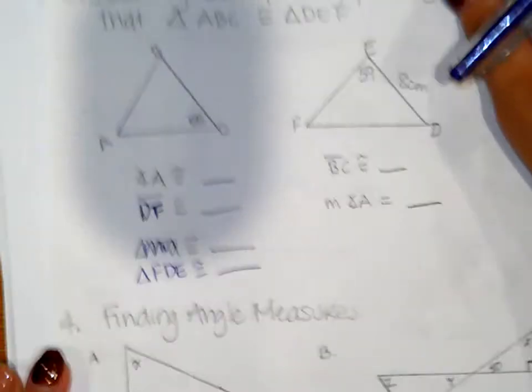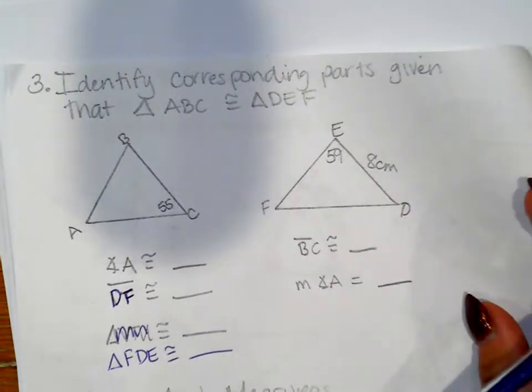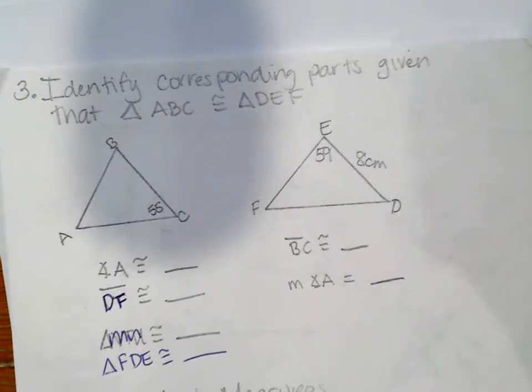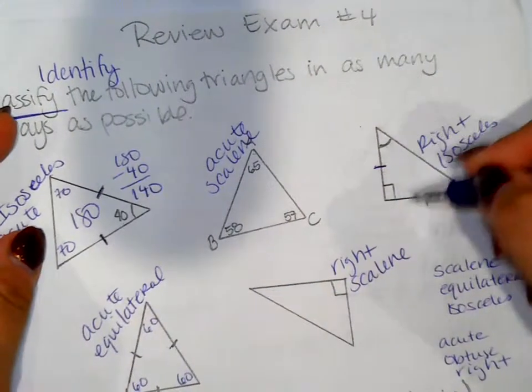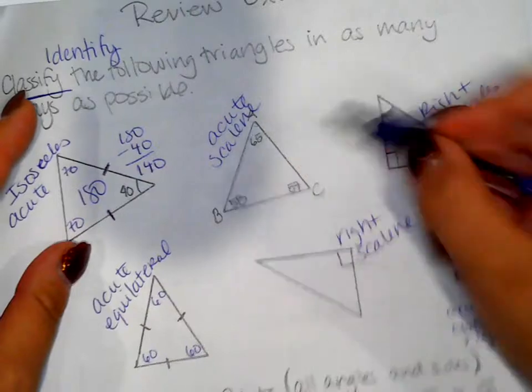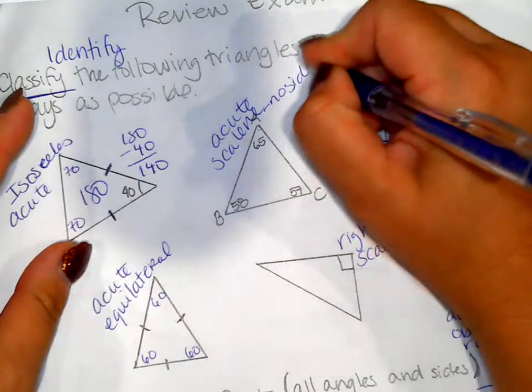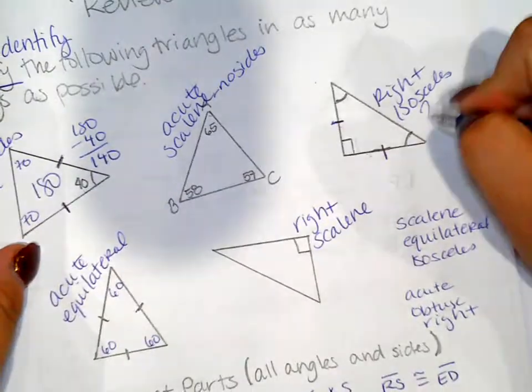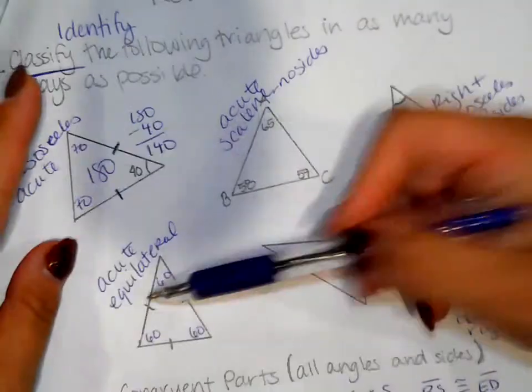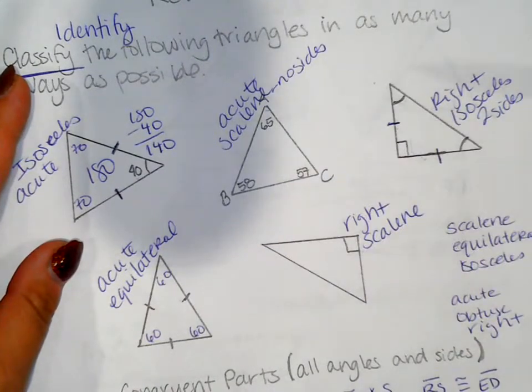Okay. So this one up here. If you have this review sheet, why is it isosceles? It's isosceles because isosceles means 2 sides are the same. Scalene means no sides are the same. Isosceles means 2 sides are the same, and equilateral, all sides are the same. Does that answer your question?